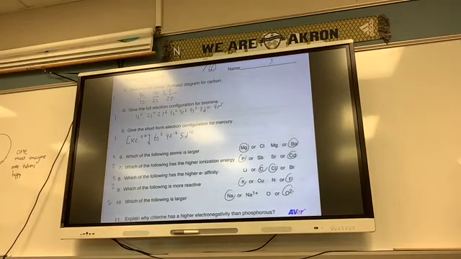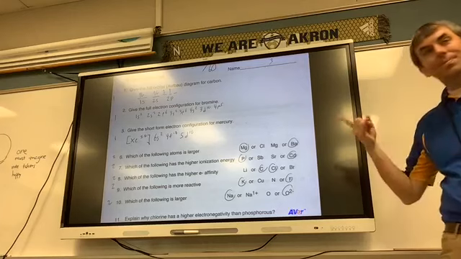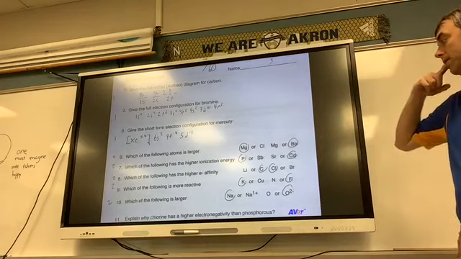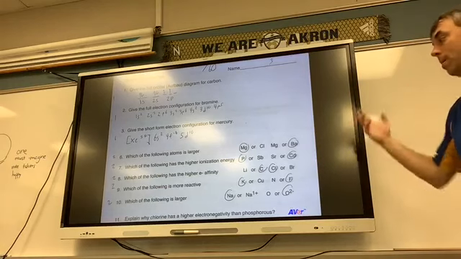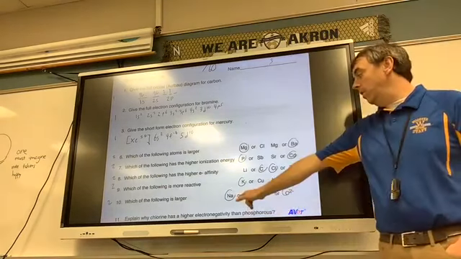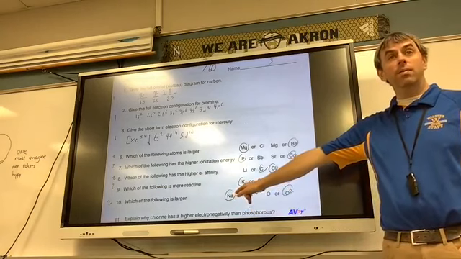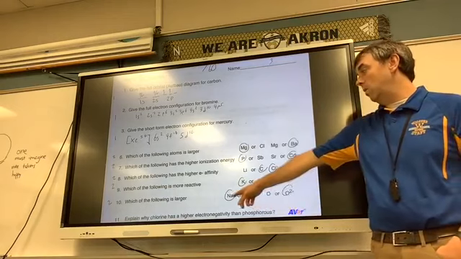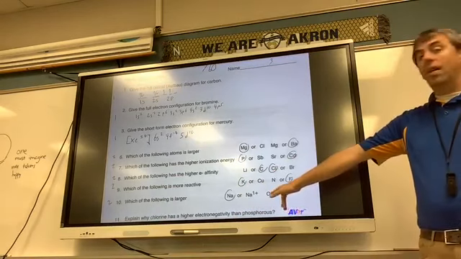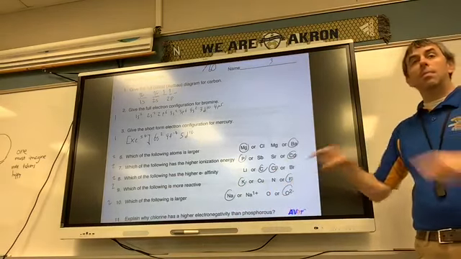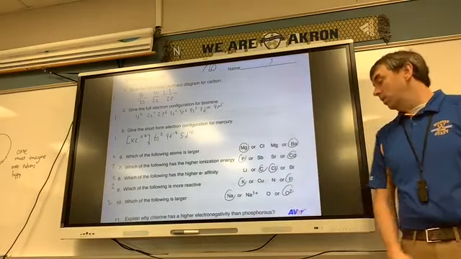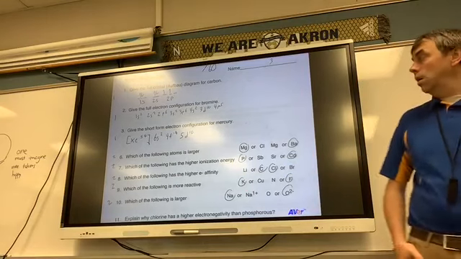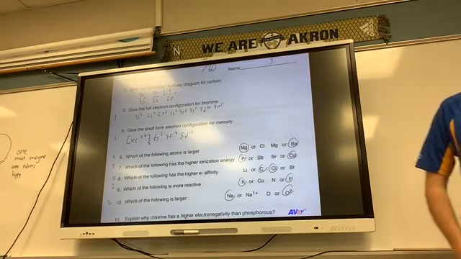Things with trends are very easy to flip. So if you flipped one, you might have flipped a bunch. Remember, for ions, metals lose electrons, right? If you lose an electron, then you're going to be smaller. That's why sodium was larger. Nonmetals gain electrons. If you gain electrons, there's going to be more repulsion around the outside. So the ion for a nonmetal is going to be larger. Questions on 1 through 10.